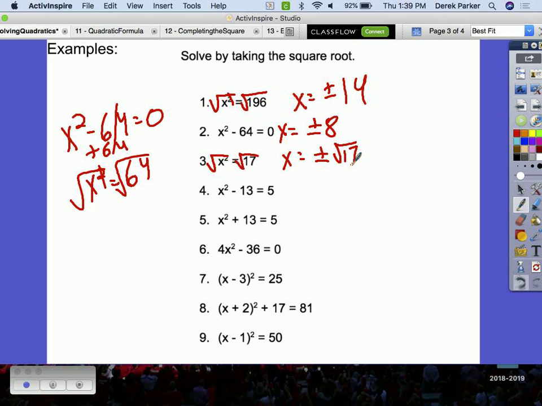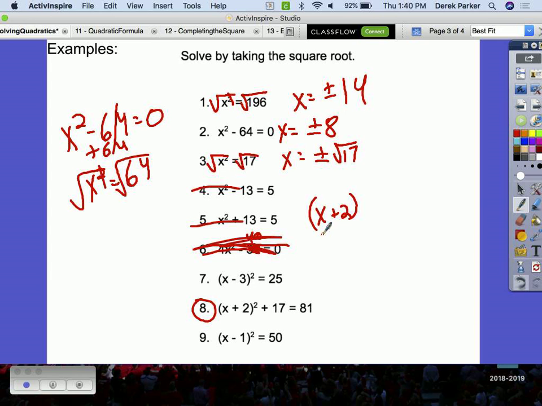I'm going to skip down, skip number 4, skip number 5. Let's go to, let's change this to a 40. And I get 4x squared. No, I don't want to do that one either. Let's move down to number 8.